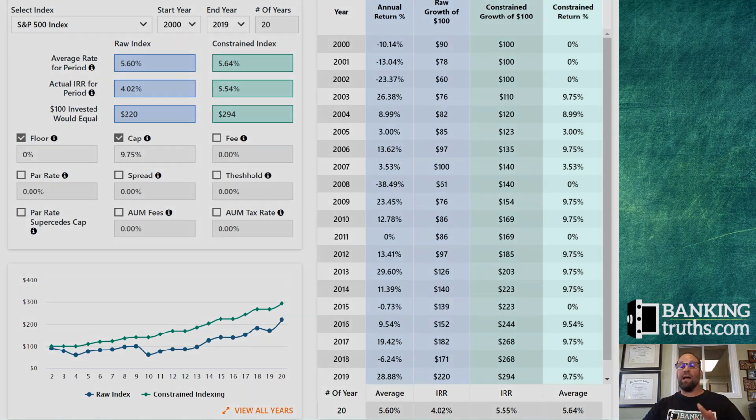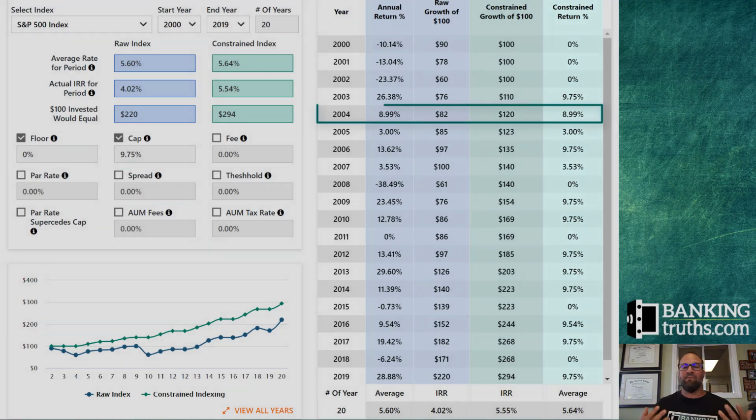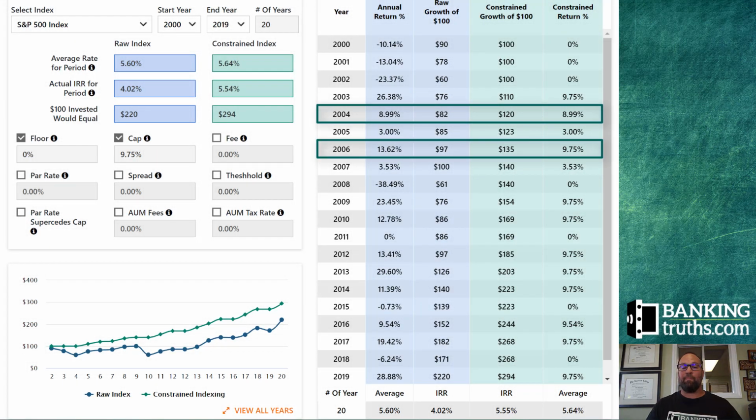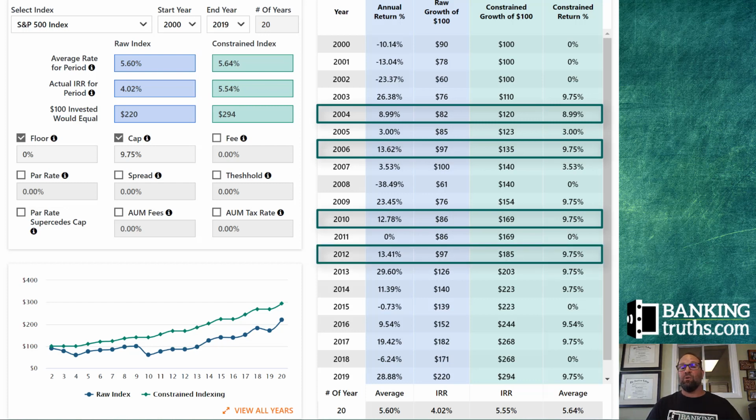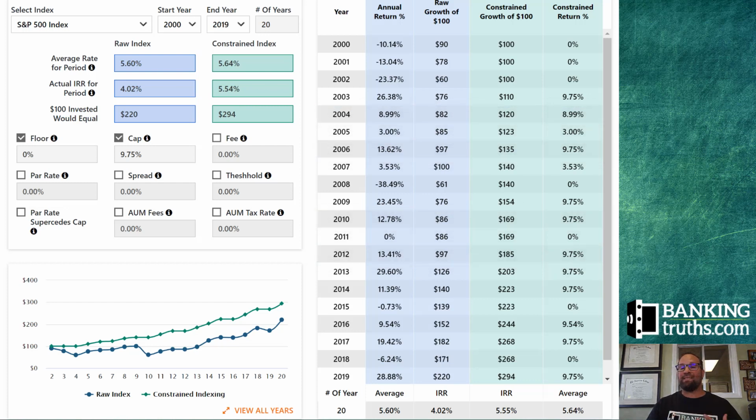Okay, so if you train your eyes on the far right-hand side, what you're going to see is there's fewer zeros now. You don't see any double-digit returns because we have this 9.75% cap, but what you see is a lot steadier crediting. So you can see in 2004, you got 8.99. In 2006, you hit the cap. In 2010, you hit the cap. In 2012, you hit the cap. So there's still some zeros, but there's a lot steadier crediting.